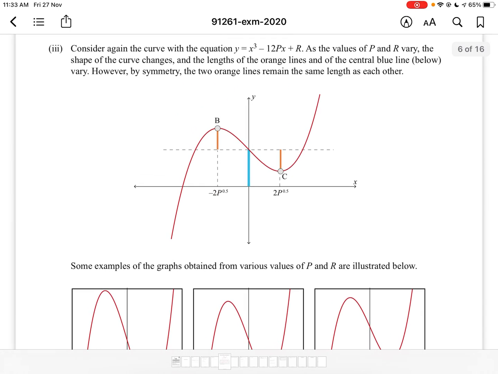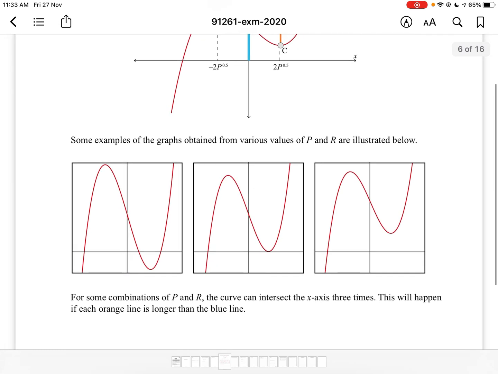Alright, so question III. Consider again the curve of the equation y equals x cubed minus 12px plus r. As the values of p and r vary, the shape of the curve changes as the length of the orange lines and the central blue line below vary. However, by symmetry, the two orange lines remain the same length as each other. So some examples of the graph obtained by various values of p and r are illustrated below.